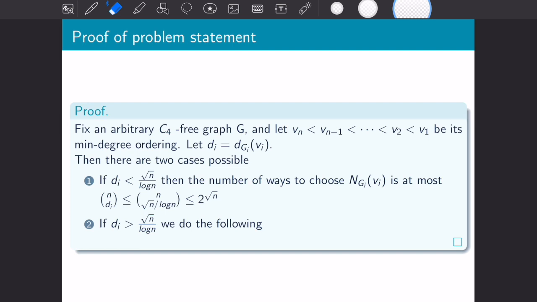So first let's take a look at when di is less than root n by log n. For a given vertex vi, we can choose its neighbors in n choose di number of ways. As di is the degree of the given vertex and n is the total number of vertices, n choose di is the total number of ways in which we can select its neighbors. And there is a proposition which states that if we know the min order sequence and the neighboring set, it actually determines the graph. So let's move on forward.